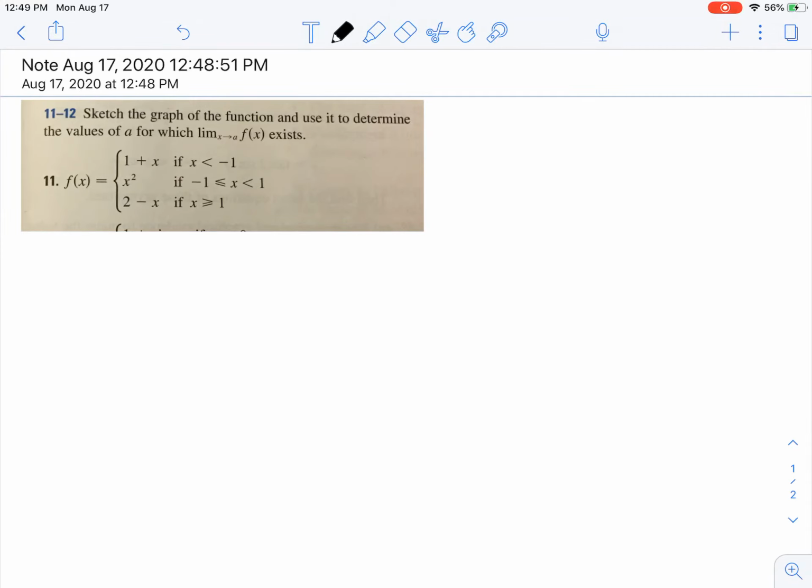Problem 11 tells us to sketch the graph of this function and use it to determine the values of a for which this limit exists. I would actually say do this without sketching it, because if you look at this function, you've got three different parts that it's made up of. Two of them are lines and one of them is a parabola. So actually, let's do sketch it. This won't take long.